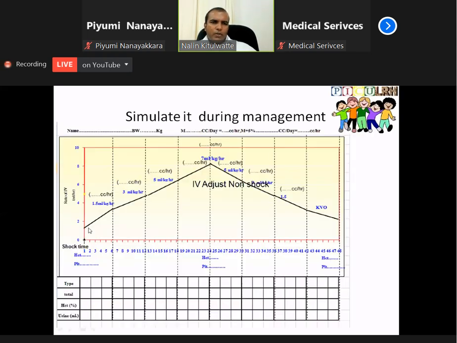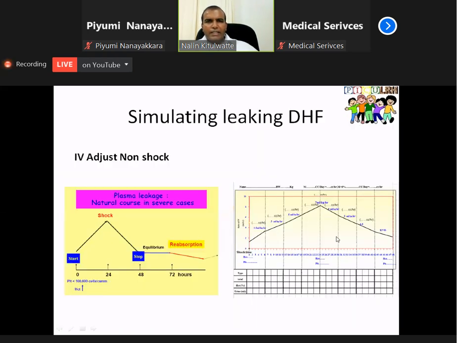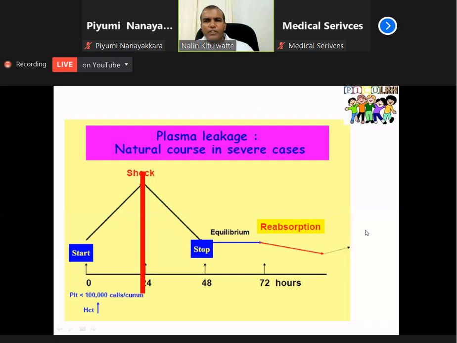So if you are matching the leak, this should be your fluid chart. Initially, you need a small amount of fluid. Gradually the leak will go up, so you are matching the leak, and your fluid requirement also goes up. So the maximum amount of fluid is around 24 hours. Then the fluid rate should go down, and at the end of 48 hours, the fluid rate should be minimum. So basically, you are simulating the natural history of the disease. This is the natural history and this is the simulation, gradually increasing, then coming down.